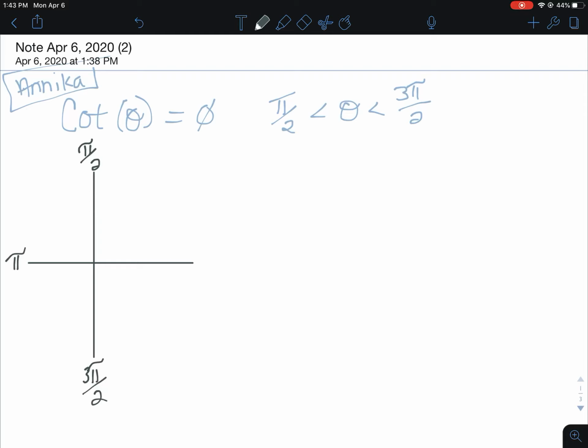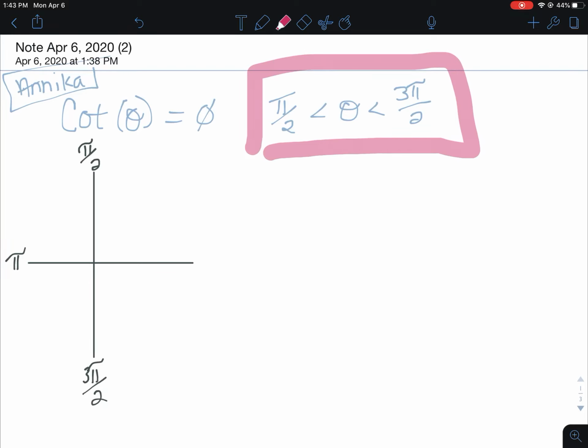One of the questions came from Annika, who asked if the cotangent of theta is undefined, what does it mean when you're given a restriction on theta? Treat theta like your domain. This is still a domain restriction because that's the input of the function, right? So what this tells me is that I need to keep my x value between pi over 2 and 3 pi over 2. Or essentially, the angle has to be somewhere on this side.